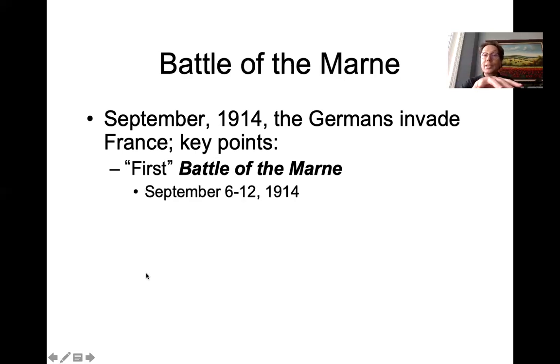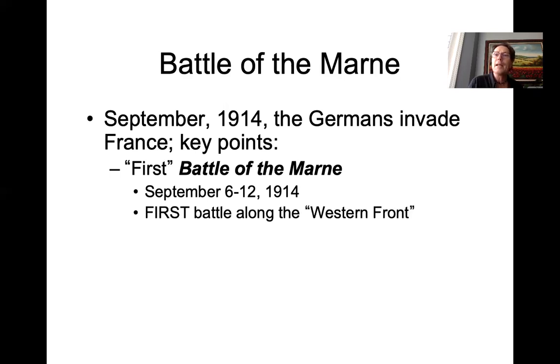So this is going to be a 6-day battle. It was started on September 6th of 1914 and it will end on the 12th of 1914. So again, this is going to be considered the first major battle along the Western Front. There was a battle fought several weeks earlier along what we call the Eastern Front. And the video clip that I'm going to be sharing with you guys today as part of the Zoomcast is going to be including it. So keep that in mind.